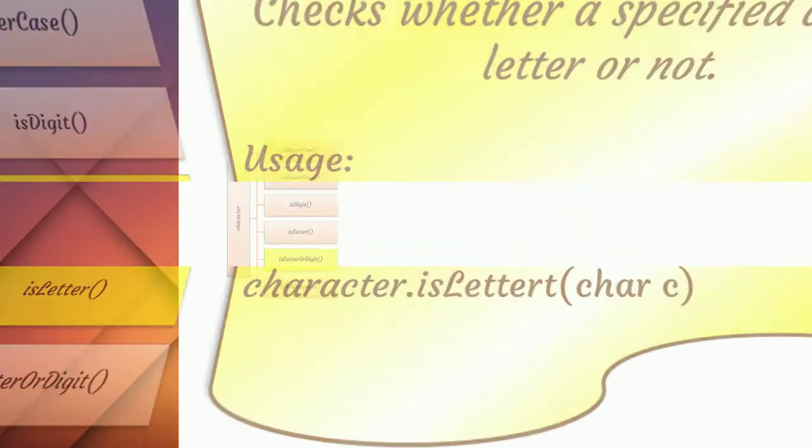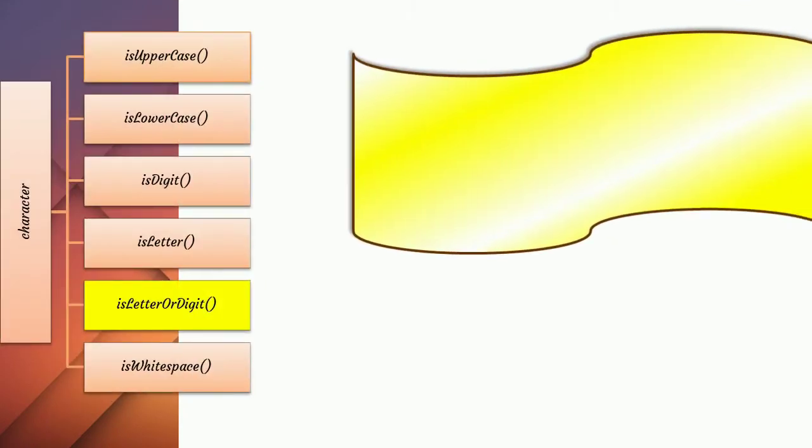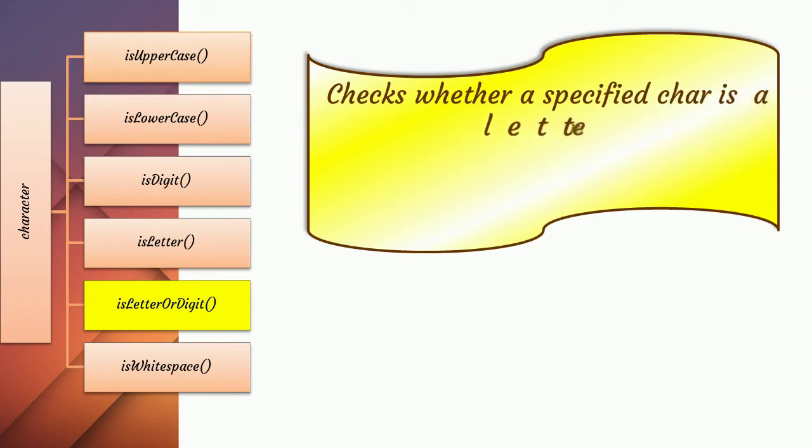So next we'll see isLetterOrDigit. You're finding out whether it is a letter or a digit, so you're checking both things here. For that, the usage is the Character.isLetterOrDigit method.